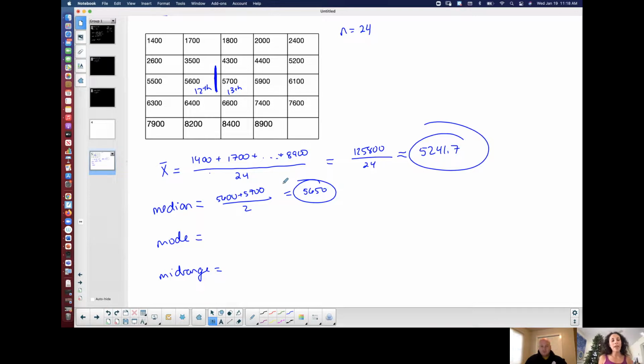Cool. All right. My mode, my most repeated data value. Go ahead. I like math, so I usually understand it pretty good. So. All right. As long as I'm making sense.